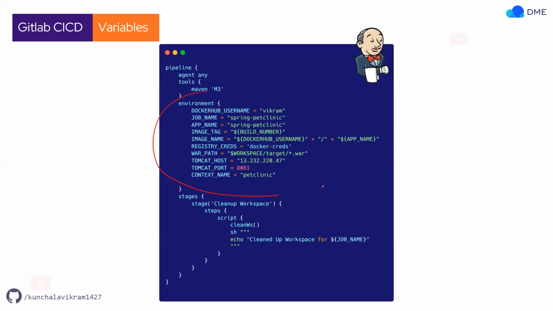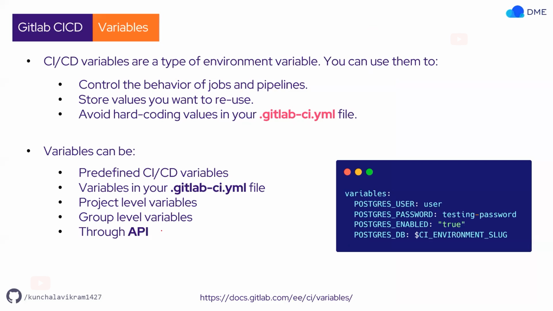If you see inside the environment block, we will be able to define variables. These are global, but if you define it in a stage's environment block, then those variables become local to that particular stage. In fact, for a folder, you can define environment variables. So in Jenkins also it is there.